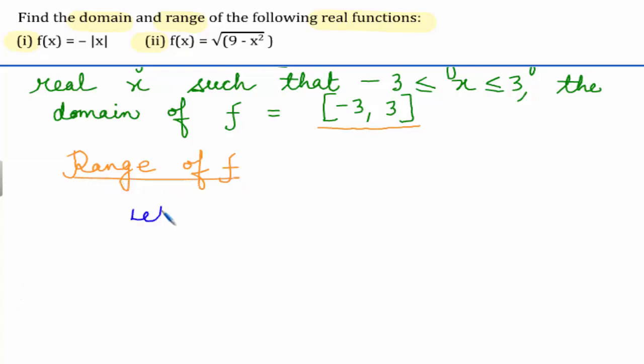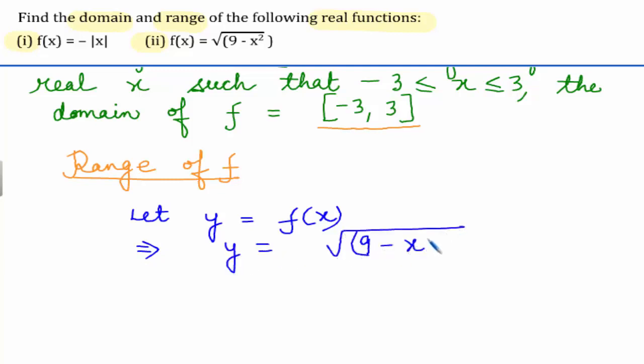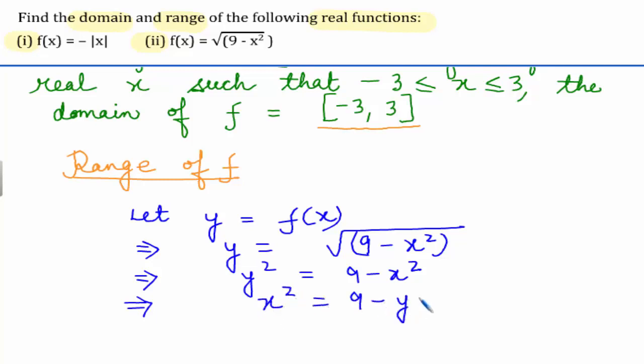Let y be equal to f of x. This implies y is equal to root over 9 minus x square, which further implies y square is equal to 9 minus x square. This further implies x square is equal to 9 minus y square, which implies 9 minus y square is greater than or equal to 0. This is because x square is greater than or equal to 0.